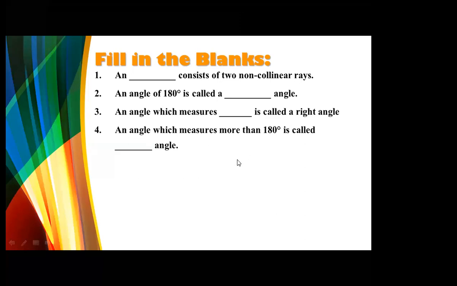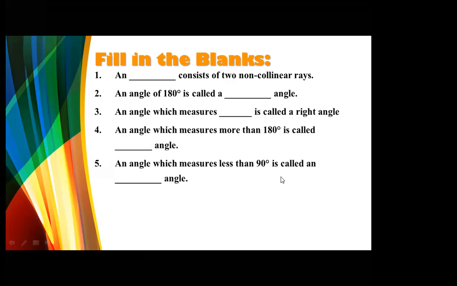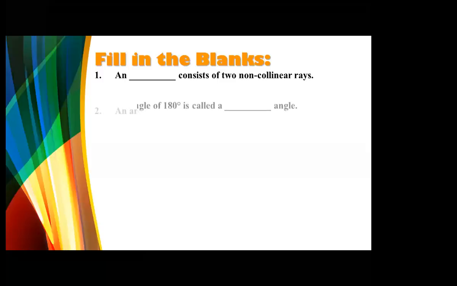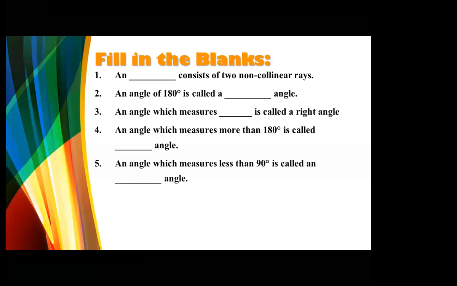Very good. Now move on to this one. Next one. An angle which measures less than 90 degree is called a dash angle. Please write it down. One minute, I'm going to share the screen again. So we were here. It is called acute angle. Very good. It is called acute angle.